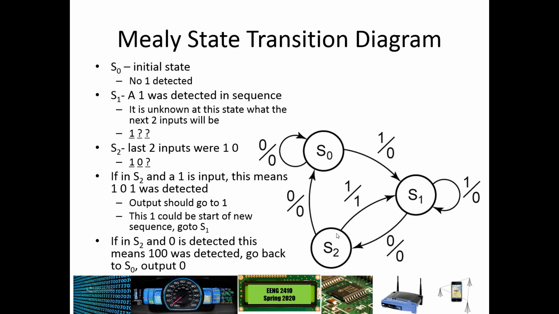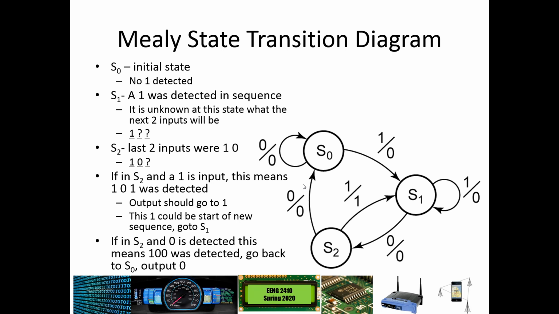Then state S2 indicated that we had a history in the last 2 bits of 1 and 0 received, and if we get a 1 on the next bit, then we did find our sequence and we output a 1 as we indicate here. If we get a 0, then that means the last 3 bits were 1, 0, 0. That makes no progress toward finding 101, and we reset all the way back to our initial state.